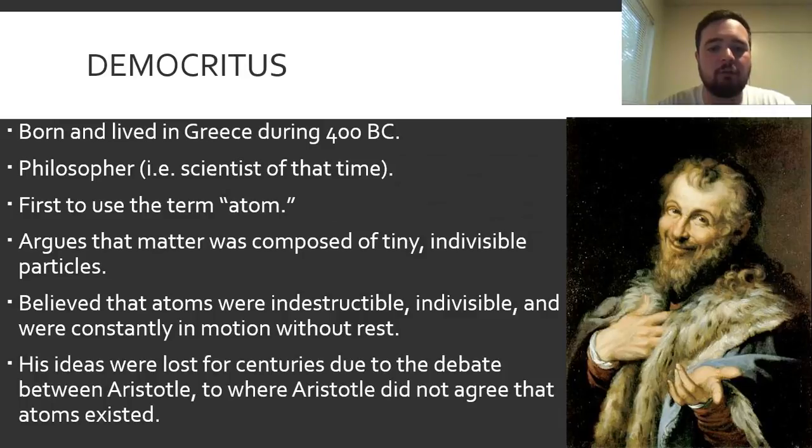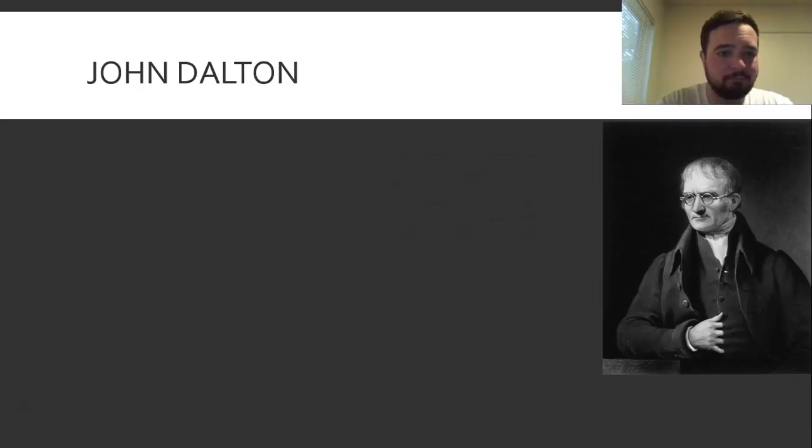His ideas were lost for centuries due to the debate with Aristotle, who did not agree that atoms existed. Aristotle, during his time, was the biggest philosopher or scientist that everybody went along with. So if anybody disagreed with Aristotle, nobody really agreed with that scientist or philosopher at all. So Aristotle put him on the back burner for a long time, and a lot of his work wasn't even really developed until hundreds of years later.